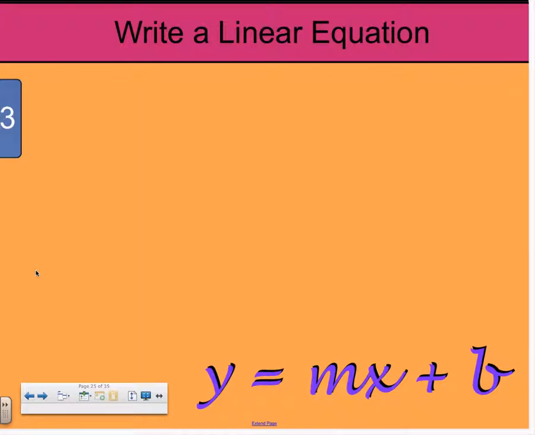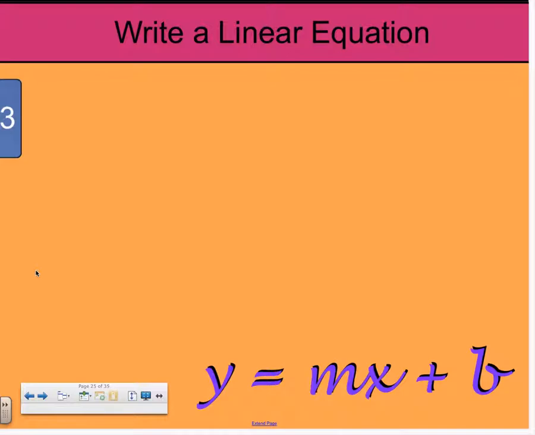Once again, if you feel like you need to write it in point-slope form, or if that has connected with the way you think, feel free to use it that way. I will not mark it wrong. But for the majority of you, I'm going to teach y equals mx plus b, as you see at the bottom of your screen, which is slope-intercept form.